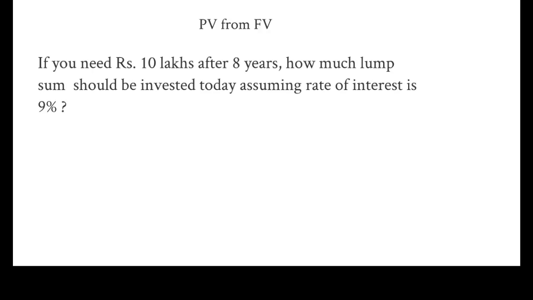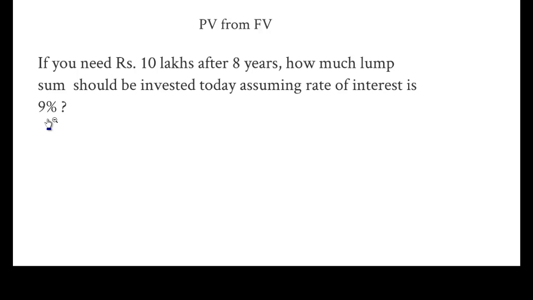In this case, we'll do the reverse. We have a future value and we want to find a present value. So the question is that you need 10 lakh rupees after 8 years, and whatever I'm going to invest right now is expected to grow at the rate of 9%. So you have three critical values. Amount needed, 10 lakh. What is this? The future value. 8 years, the number of periods, NPER, and rate 9%.